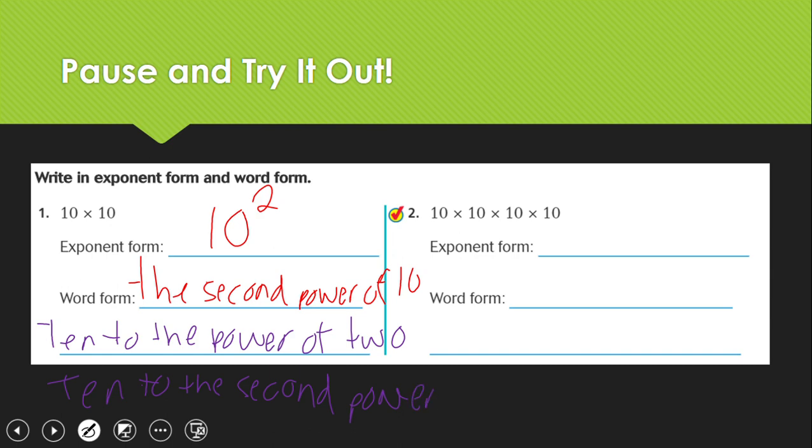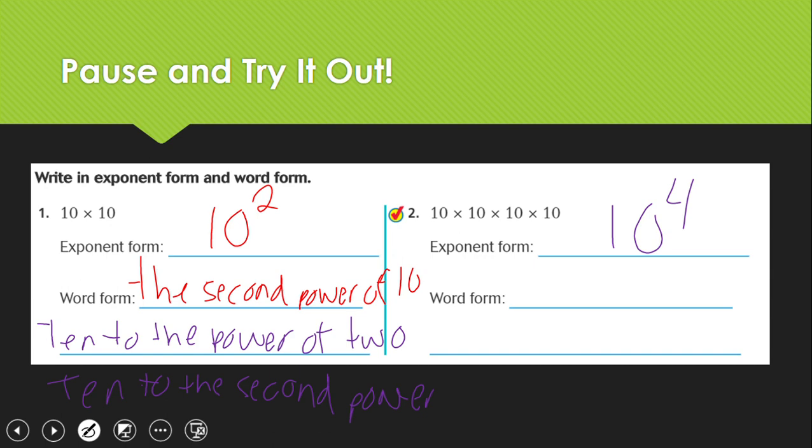All right, so let's look at our next one. We have 10 times 10 times 10 times 10. How many 10s are we multiplying? Good, so 10 to the 4th power. And that would be, in word form, you would say the 4th power of 10, or 10 to the power of 4, or 10 to the 4th power.